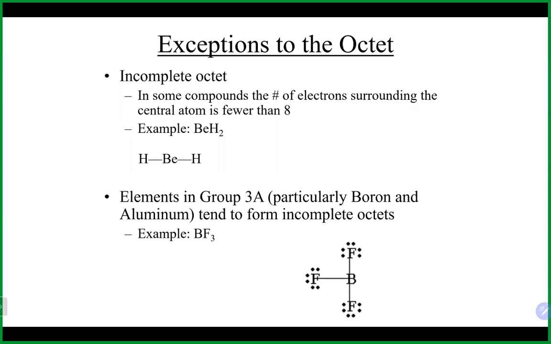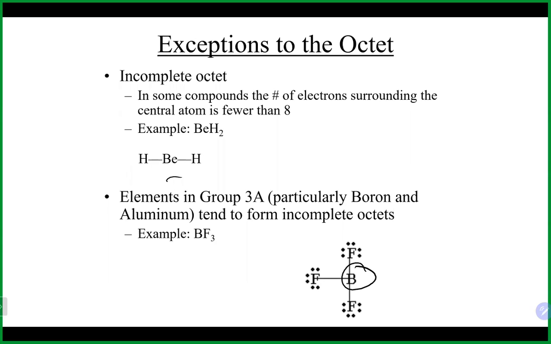The first sort of exception to the octet rule is referred to as an incomplete octet. An incomplete octet is pretty much what the name sounds like. It means it has less than 8 electrons. Beryllium is an example of that, but this structure maybe doesn't exist so much. Boron is really the element that you come across the most in terms of an incomplete octet. When you roll into 1A, boron is probably the most common example you'll see. It is sometimes referred to as being electron deficient. It is perfectly fine with 6 electrons.